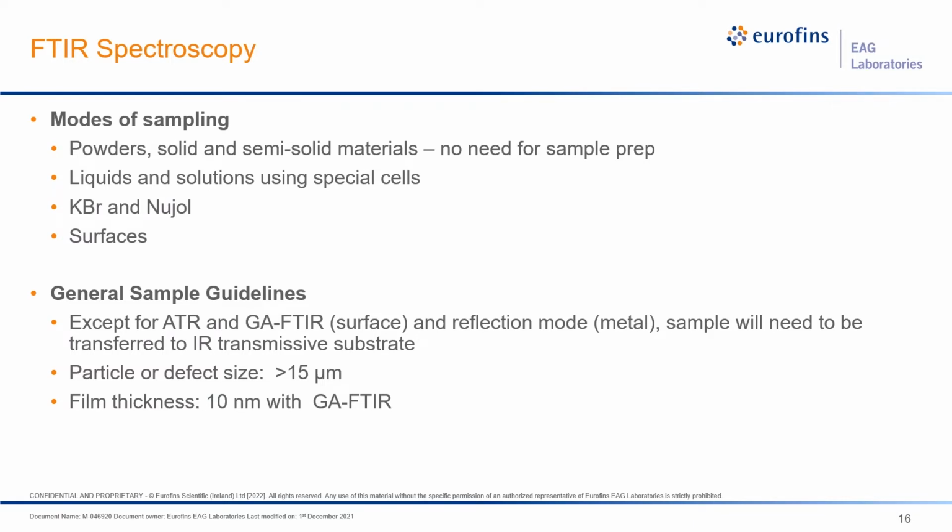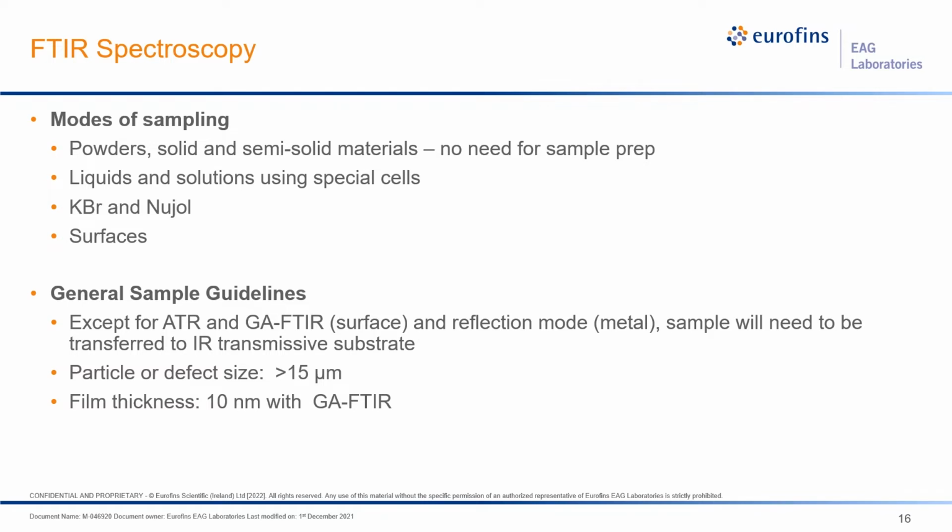So, as I mentioned earlier, if you're not doing the surface analysis or the reflection analysis, you need to move the sample to a transmissive substrate because you need to be able to transmit light through. So generally we do that. We have a tool, we'll take a little bit of the sample, put it on our substrate, and transmit light through.